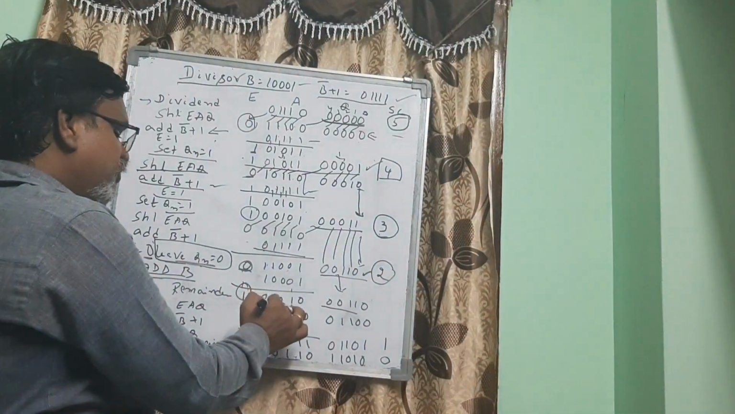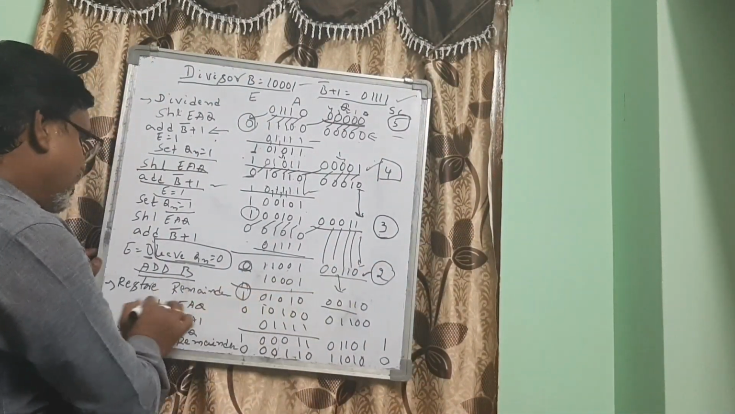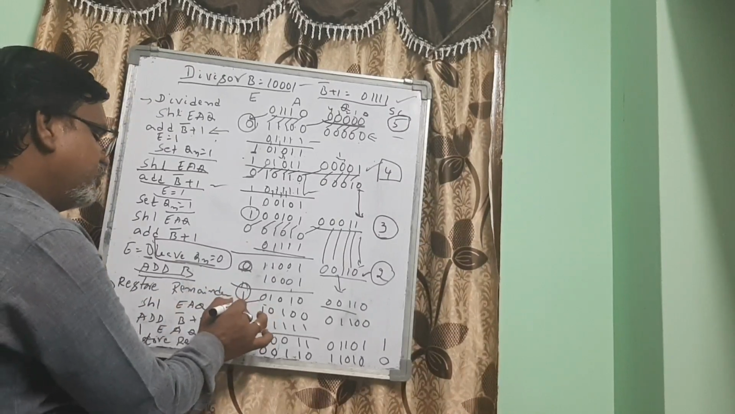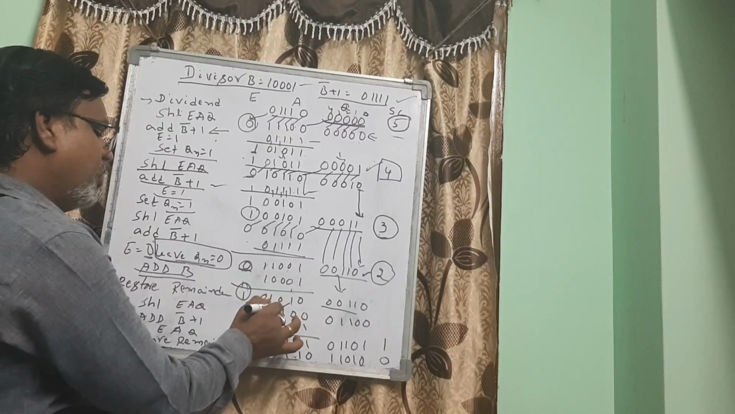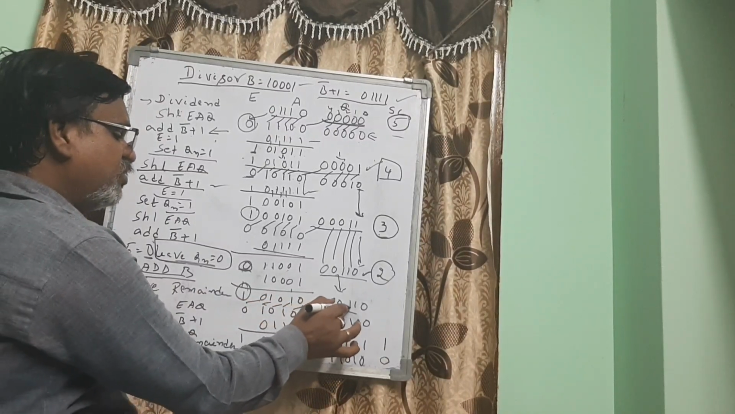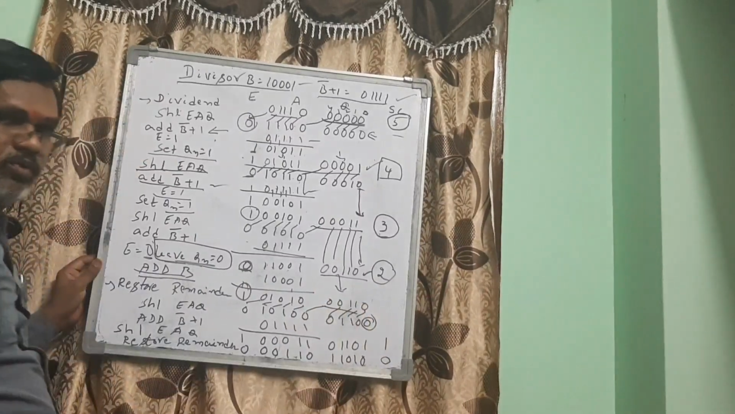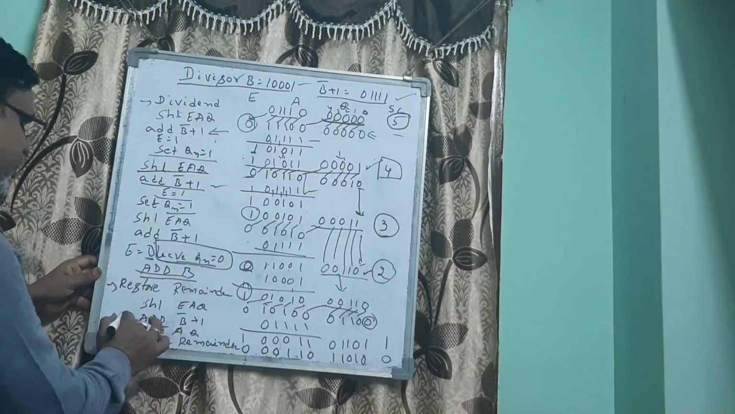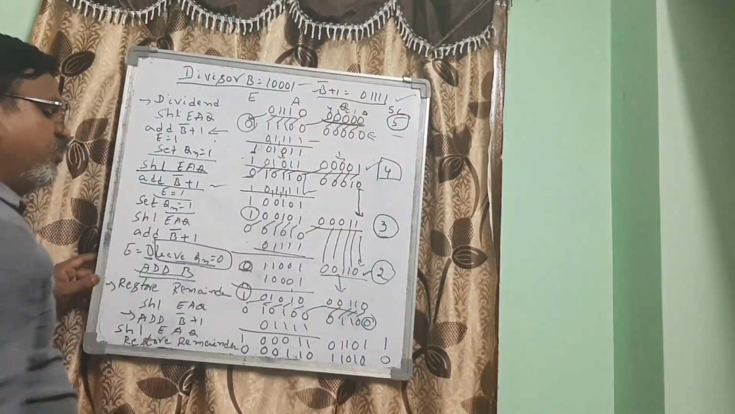And then for this one, we shift left EAQ, see 0, 1, 0, 1, 0, and then this is 0, 0, 1, 1, 0, again moving a 0 to here. So here after shifting left, we are going to add B bar plus 1.